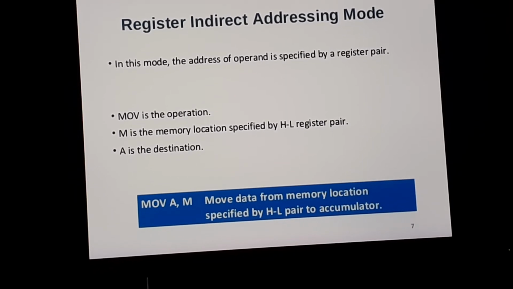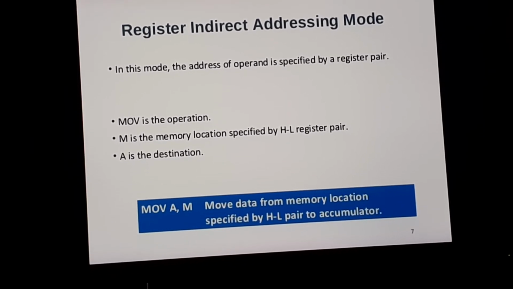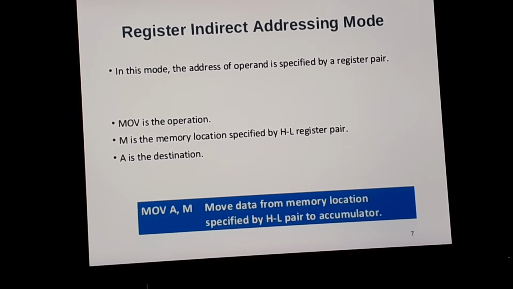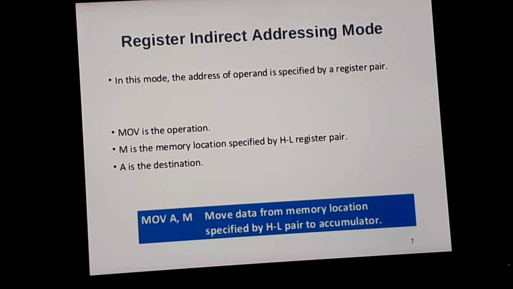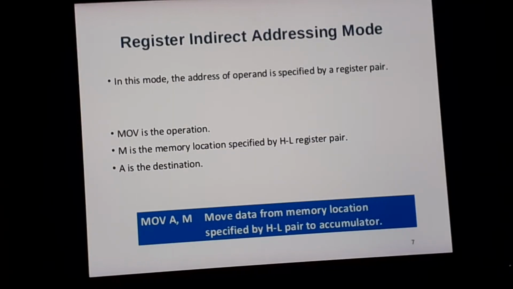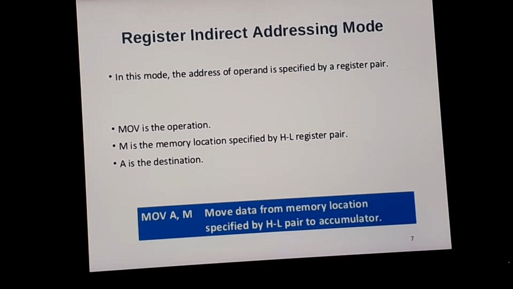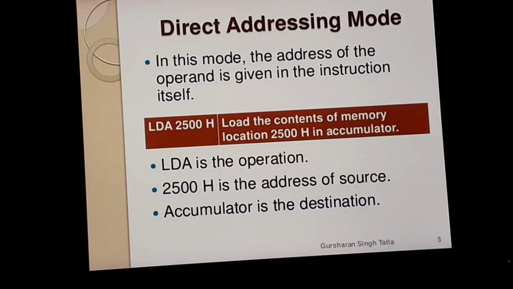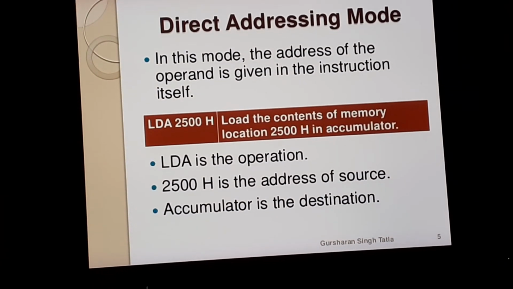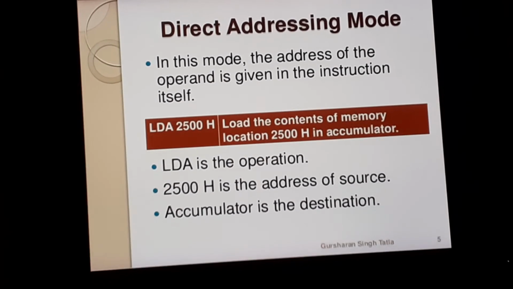Okay, the instructions that I have written, like MOV and the others, you will understand better when we get to the instructions. But since I have to tell you the addressing modes, I have to start with this topic first. So first was register addressing, second was register indirect addressing mode. In this addressing mode, we mostly use a register pair, that is HL, that is M.